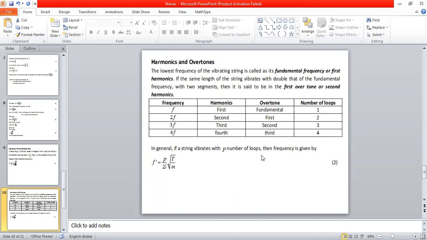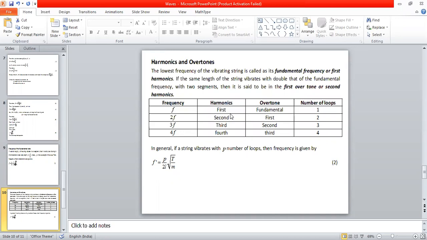Whatever the overtone or harmonic, the frequency of the vibrating loop is given by f dash is equal to p by 2l into square root of T by m, where p is nothing but the number of loops. Put in 1, 2, 3 or any number of loops, and you get the respective frequency. For example, if I substitute p is equal to 3, I get 3 by 2l into square root of T by m. So p is equal to 3 is called the second overtone, or the third harmonic. Okay? And the third harmonic has a frequency which is 3 times that of the fundamental frequency.